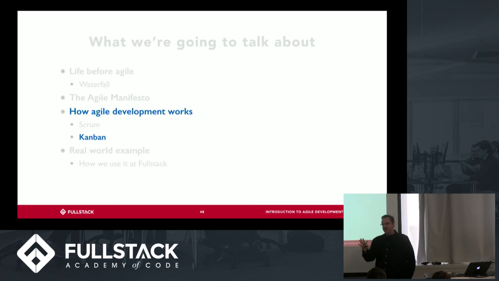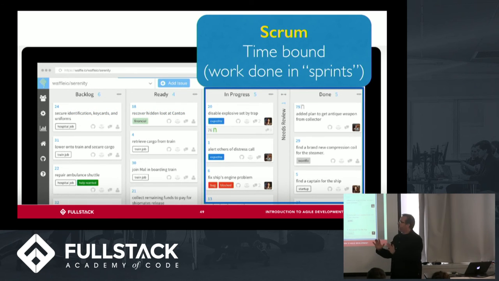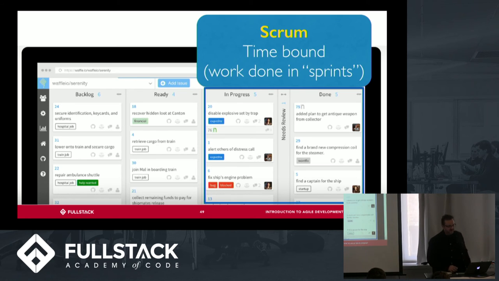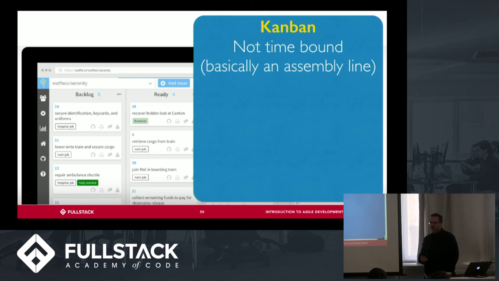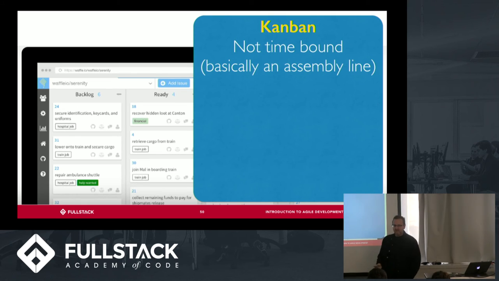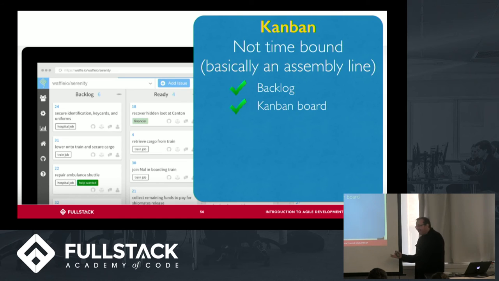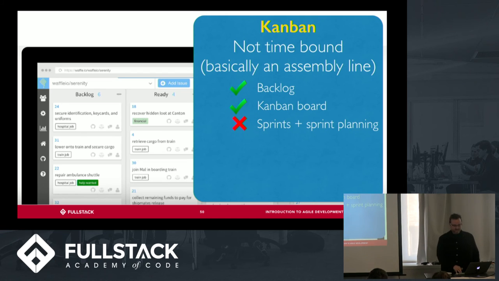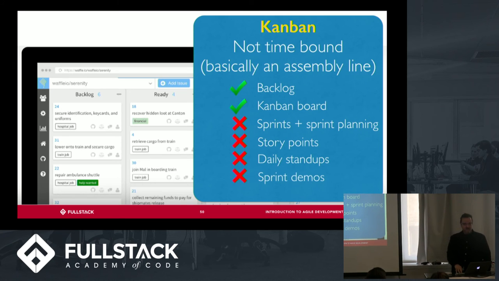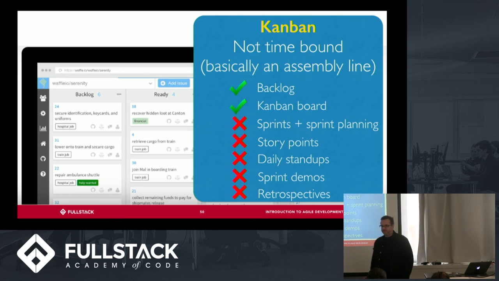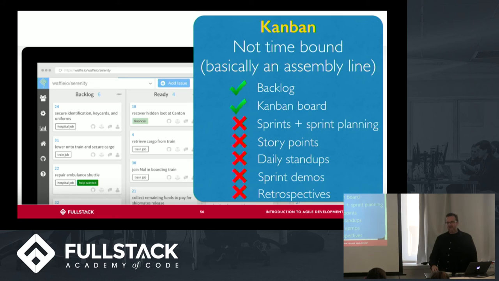Okay. So that's Scrum. Now let's look at Kanban, right? Scrum is time bound, right? So there's 2 week sprints. Kanban is not time bound. It's just like an ongoing assembly line of work. So there's a backlog, yes. There's a Scrum board. In this case, technically it's called a Kanban board, but everybody still calls it a Scrum board. There's no sprints and no sprint planning, right? It's not time bound. There's no story points. There are no daily stand-ups, and there are no sprint demos or retrospectives. Okay, so it's just an assembly line of tickets working down the Scrum board.